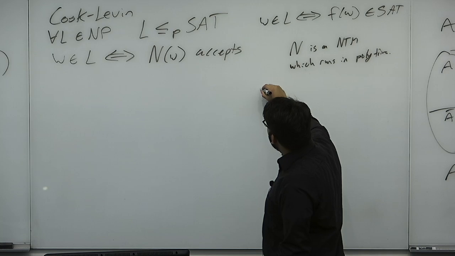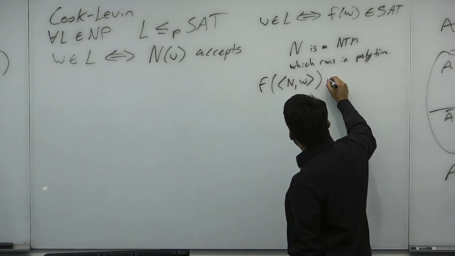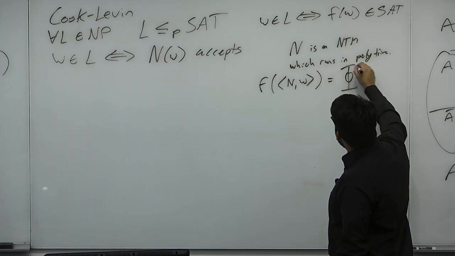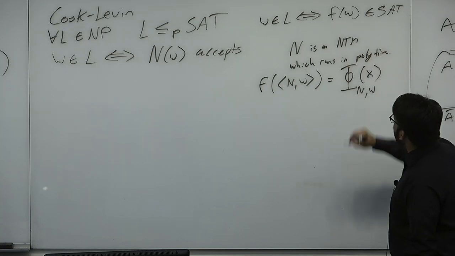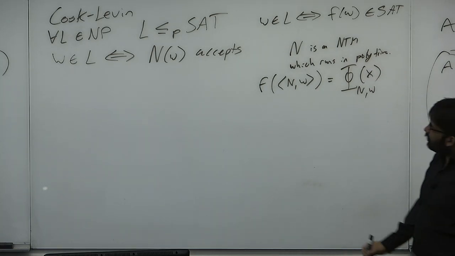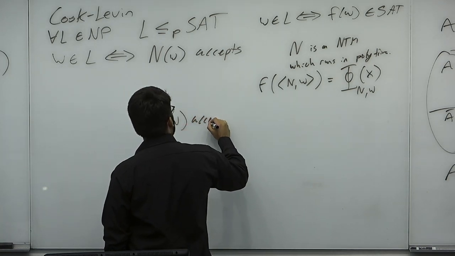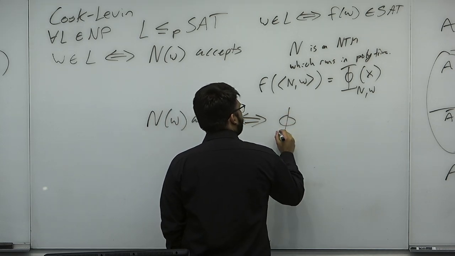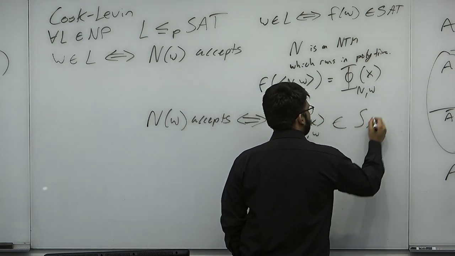What we're going to do is our reduction is actually going to take on N, W, and it's going to output a formula of N, hard-coded with N and W, that takes on some variables X, right? Such that if N on W accepts, that's going to be true if and only if this hard-coded formula N, W of variables X is in SAT.